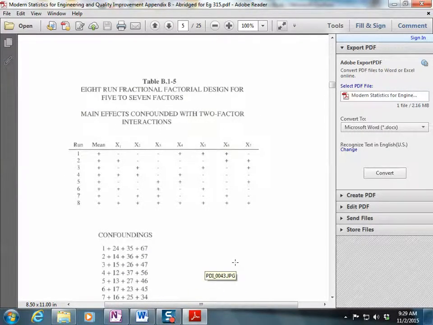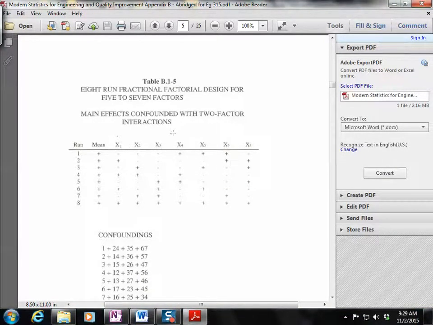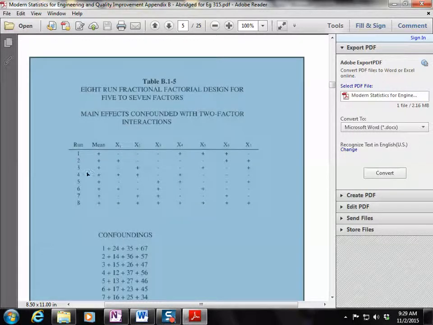So there we have it. B1-5 says we have 8 runs for 5 to 7 factors. This one right there would be our design. Is everyone okay with that? Know how to find it.